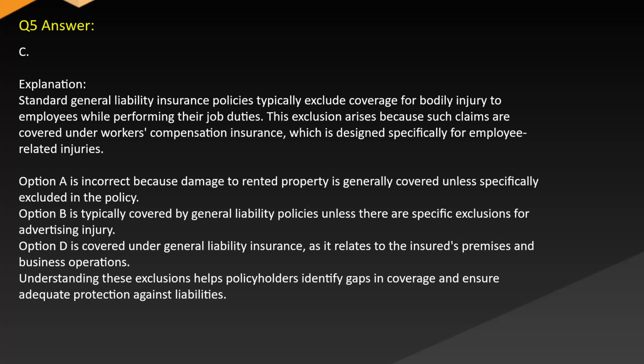Option A is incorrect, because damage to rented property is generally covered unless specifically excluded in the policy. Option B is typically covered by general liability policies unless there are specific exclusions for advertising injury. Option D is covered under general liability insurance as it relates to the insured's premises and business operations. Understanding these exclusions helps policyholders identify gaps in coverage and ensure adequate protection against liabilities.